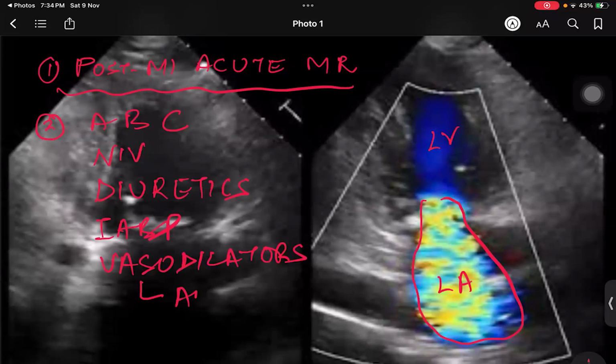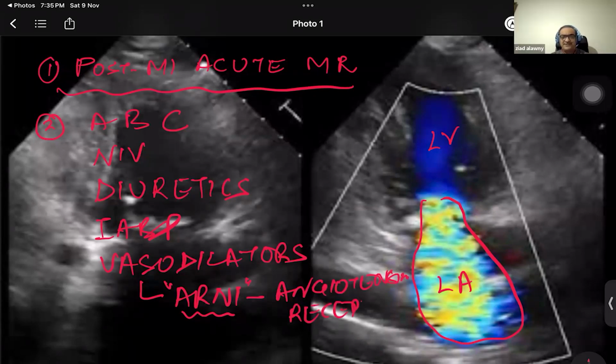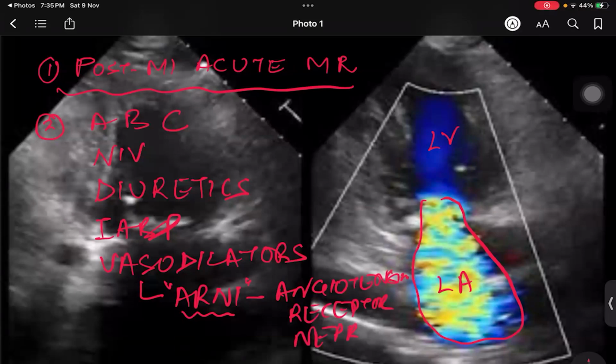So nowadays, ARNI. What is ARNI? Okay. So this is angiotensin receptor and neprilysin inhibitor. Vymada is the brand name. So valsartan sacubitril combination. Okay. So vasodilators, you can use ARNI, you can use nitrates.